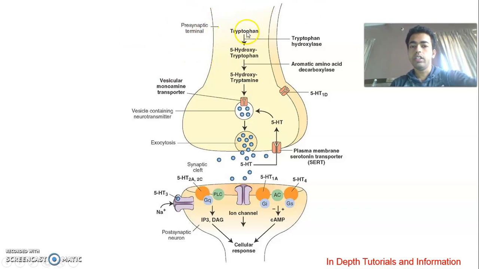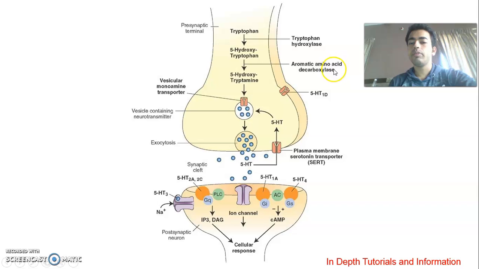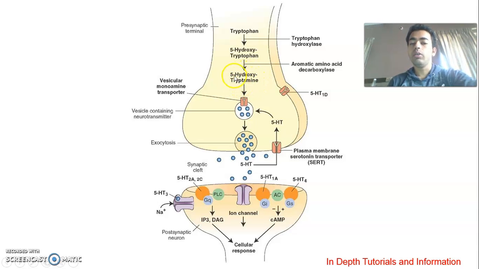Tryptophan, right? Once tryptophan has entered the presynaptic neuron, it will get converted to 5-hydroxytryptophan in the presence of an enzyme called tryptophan hydroxylase. This 5-hydroxytryptophan, again in the presence of an enzyme, aromatic amino acid decarboxylase, will get converted to 5-hydroxytryptamine, that is 5-HT. This is how 5-HT is synthesized.